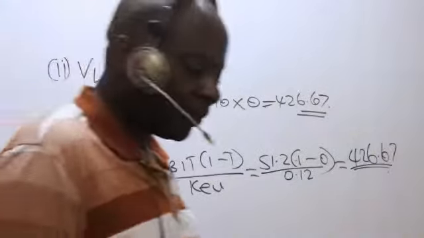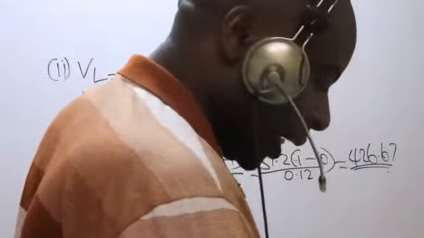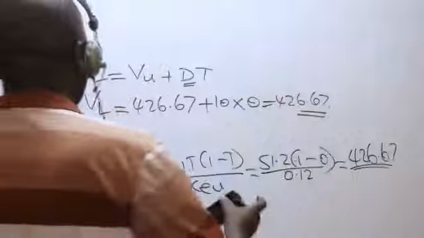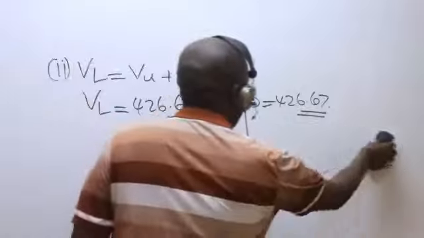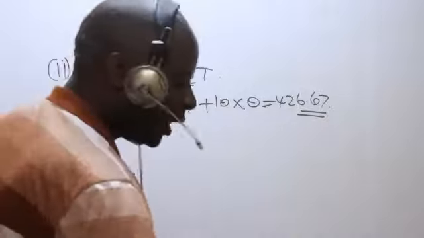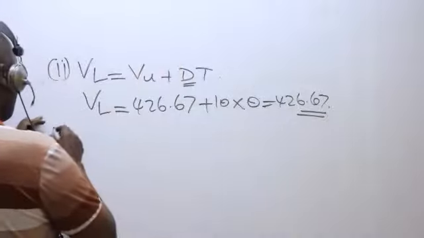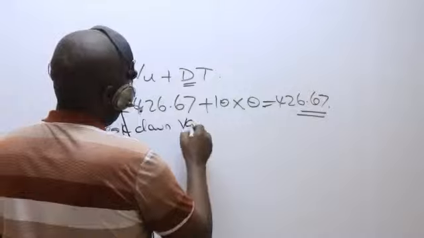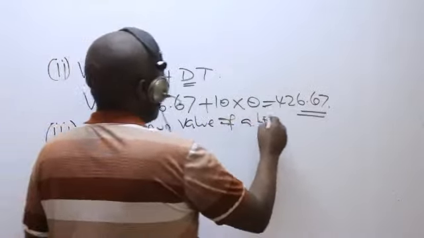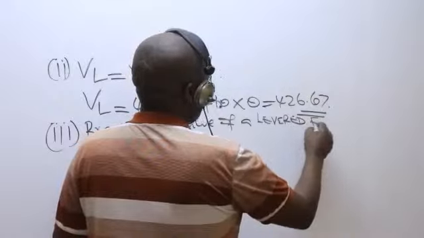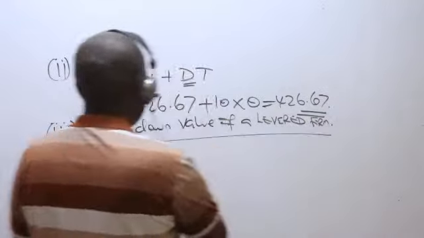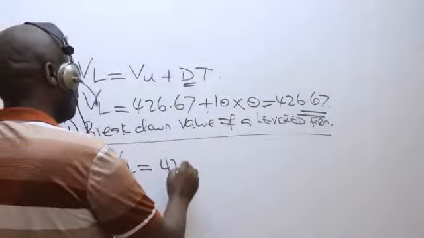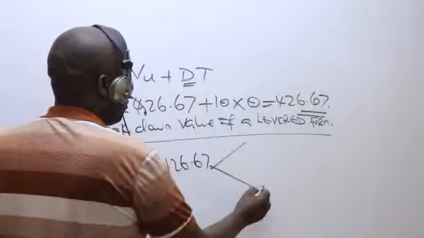Great. Now from there, ladies and gentlemen, please move to the last one. The WACC. I love WACC a lot because I know that the very first thing when they want me to give them WACC is to break down value of a levered firm. That's what you do. So you write here value of a levered firm equals 426.67. You break it down.